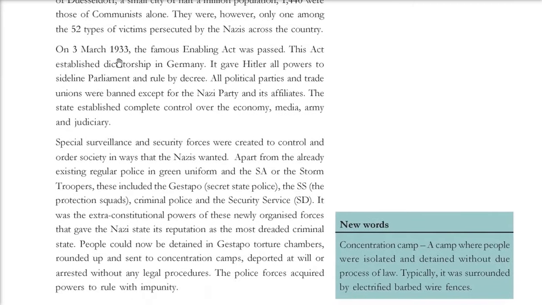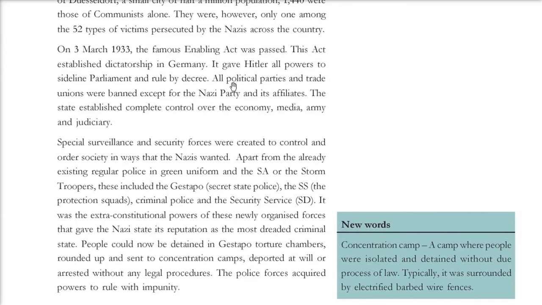On 3rd March 1933, the famous Enabling Act was passed, and this established dictatorship in Germany. That is why we call Hitler a dictator. This act gave all the powers to sideline the parliament and rule by decree. Decree means one rule, meaning one person can make decisions. All political parties and trade unions were banned. Only the Nazi Party and its affiliates were allowed. Complete control over the economy, media and army was taken, and the judiciary was taken over by the Nazis.